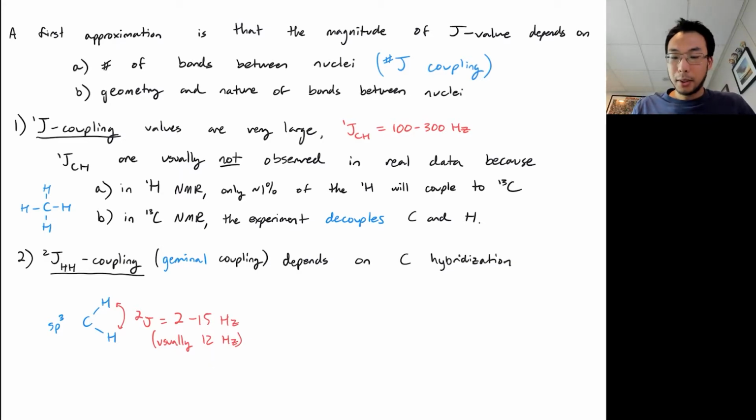If we go to the sp2 carbon situation, I think of this as the angle between the carbon-hydrogen bonds changing a little bit. So that changes some of the physical factors behind all of the coupling constants. And so for an sp2 geminal carbon, its hydrogens have a coupling constant of only 0 to 3 hertz.